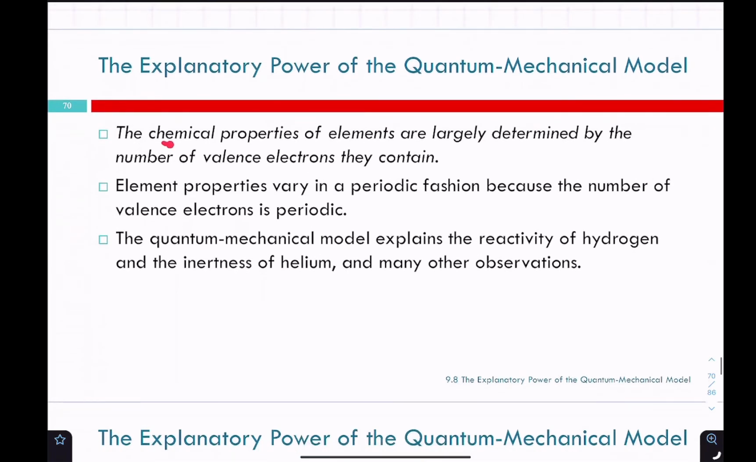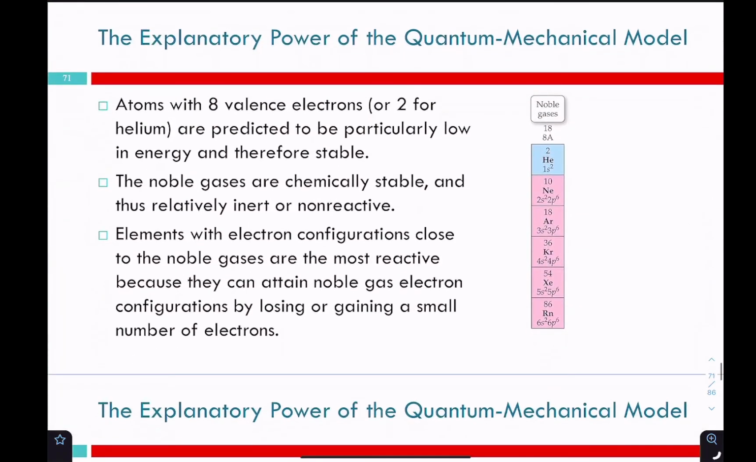All right, so because the chemical properties of elements are largely determined by the number of valence electrons, everything in a column has very similar properties, especially for main group elements. The quantum mechanical model explains why hydrogen is so reactive, because we're getting these electron configurations out of it. That's what predicted the shapes of the orbitals, and also predicts the energy levels of the orbitals, and that's why we fill them in from the lowest energy to the highest energy. And so it tells us for a lot of elements what their properties are going to be.